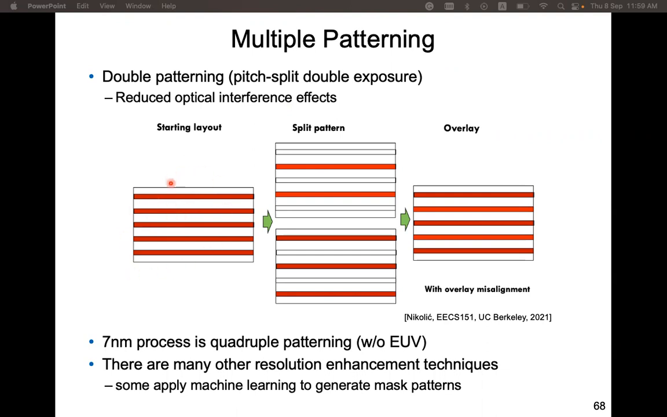So we split this layer into two patterns. Let's say this is 1, 2, 3, 4, 5 lines. We put 1, 3, 5 on one mask, and 2 and 4 lines on the other mask. And we expose it twice, perform this photolithography twice. And those manufacturers can manage to use this double patterning technique to refine the resolution.